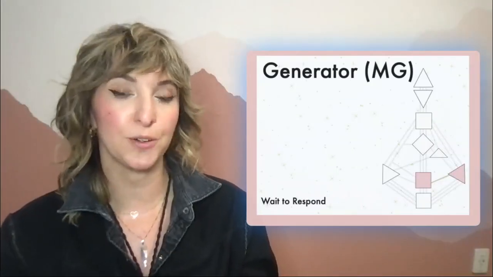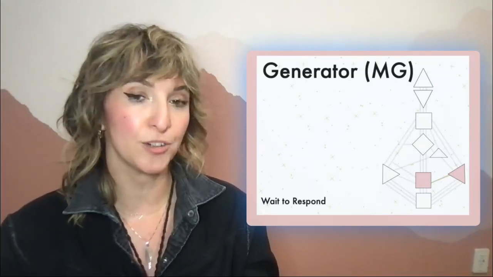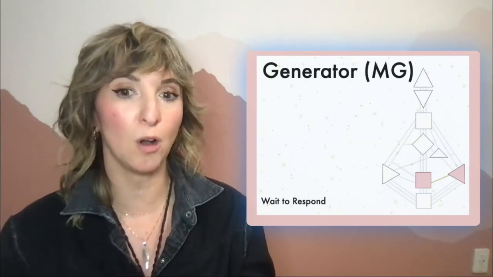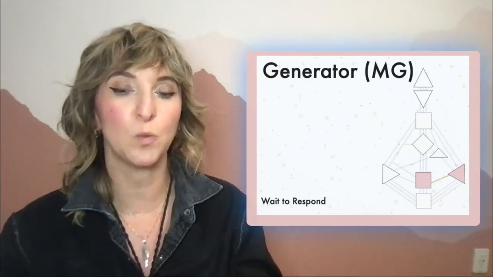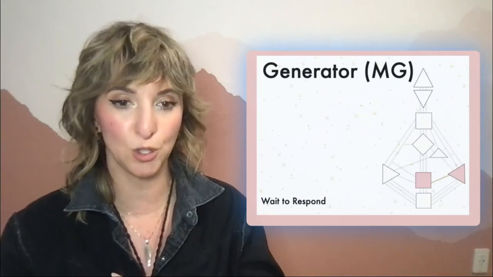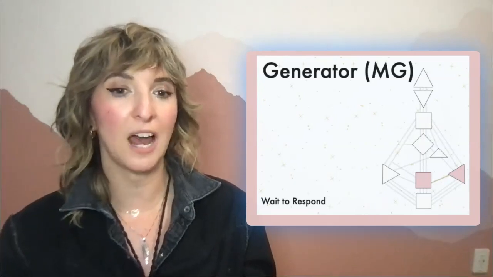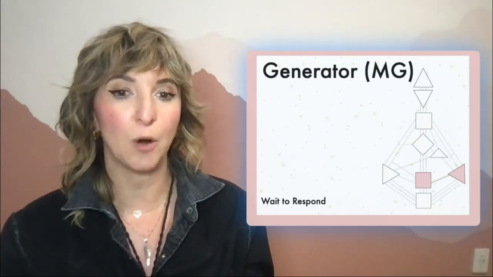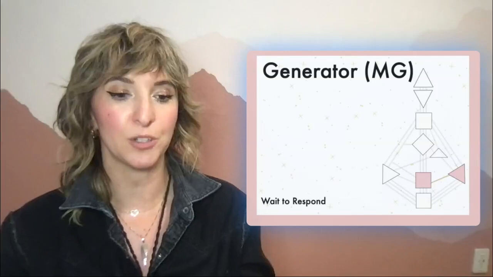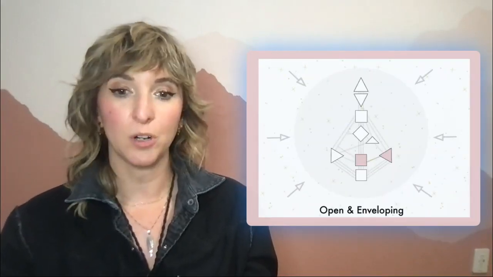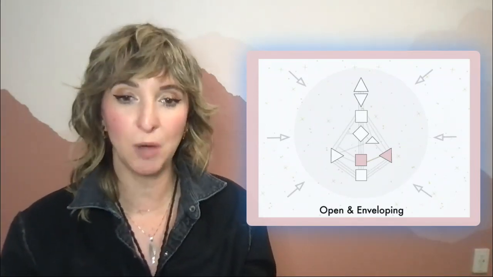All right, so we start with the generator aura type, which is about 70% of the population. Or if you're a manifesting generator, you are a subtype of a generator, so all of the same things apply to you. The generator aura type is designed to wait to respond to life as it comes to us. We've been conditioned from an early age to go out and initiate our life, to make it happen, to go out and just do it. But most of us are not designed to initiate on the physical plane. Instead, we have open and enveloping auras that are designed to pull things into our auric field, and we have an opportunity to respond to them.